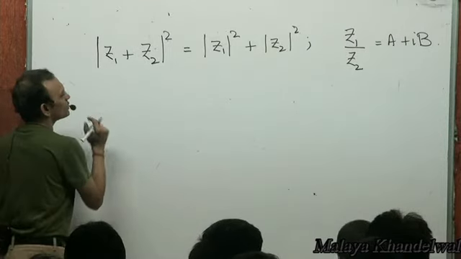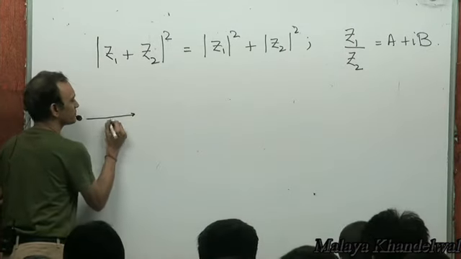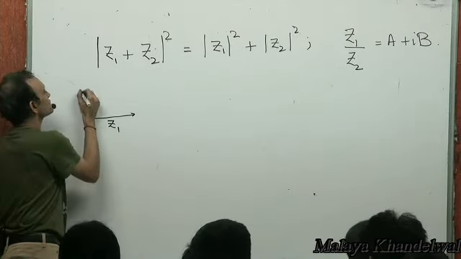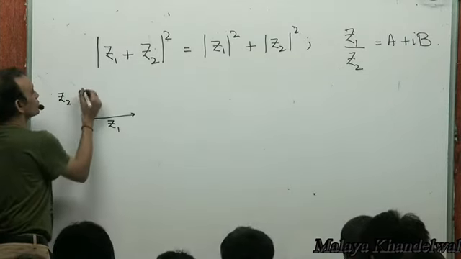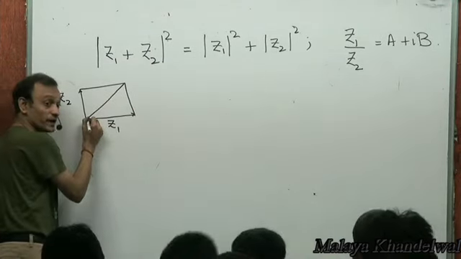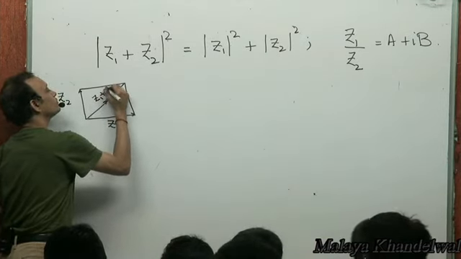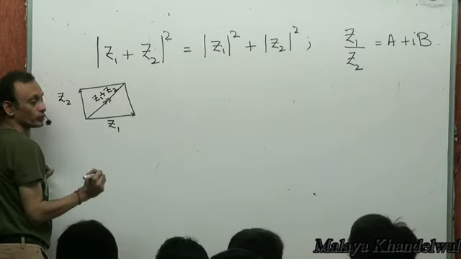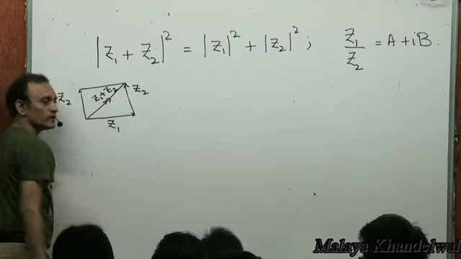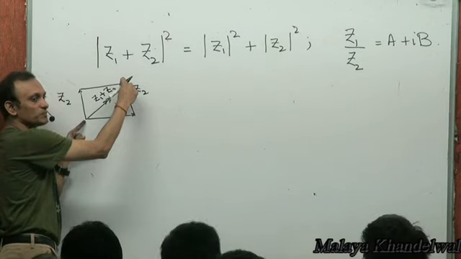One way to look at it is geometrically, right? Suppose this is a vector Z1, and this a vector Z2. Then the parallelogram law of vectors applies to this. This vector must be Z1 plus Z2. Yes or no? Now if this is Z2, then this vector will also be Z2. Yes or no? And what's given is this length is mod Z1 plus Z2.